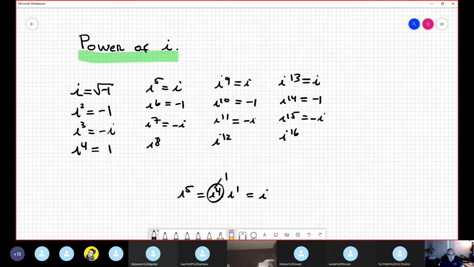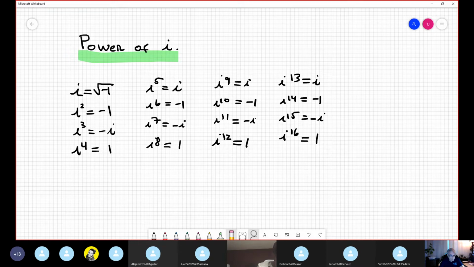And I to the 4 is 1, 12 is 1, and 16 is 1. Wow, I take advantage of this. Everything that is an exact multiple of 4 is 1. So, what is the formula, professor?